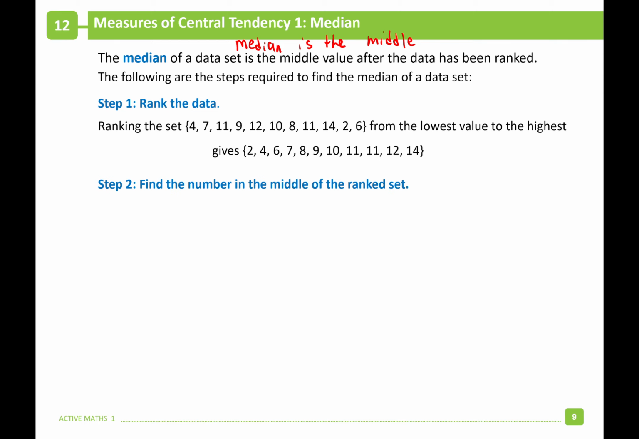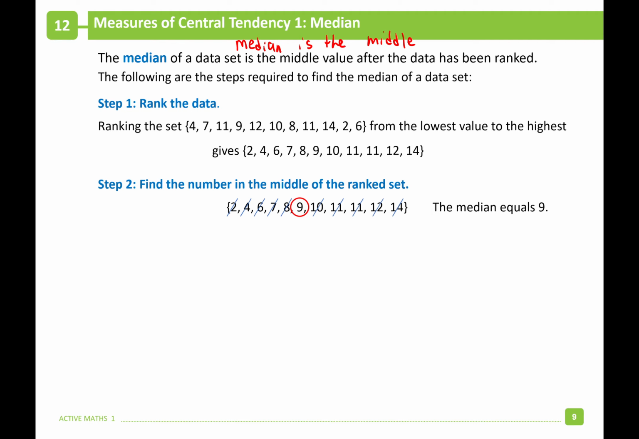We now have to find the middle number of our ranked set. To find the middle number, we cross off the highest, then the lowest value until we have only 1 or 2 numbers left. So crossing off our highest to lowest value, we continue this until we only have 1 or 2 numbers remaining. The remaining number is our median. In this case, our median equals 9.